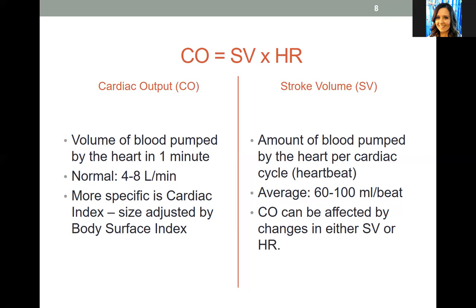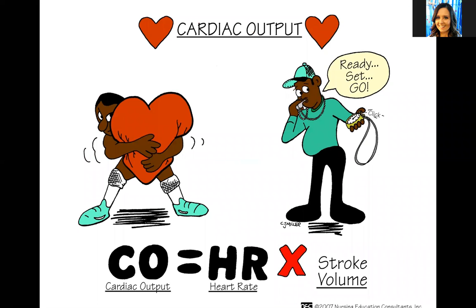So if we have decreased venous return, so decreased preload, that's going to decrease our stroke volume. If we have increased venous return, say from vasoconstriction, that's going to increase my stroke volume, might even increase contractility. So just another picture, cardiac output's equal to our heart rate times our stroke volume.